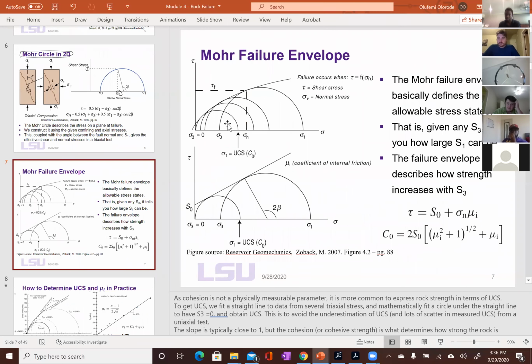It would give you at what point the rock will fail. At what point it will fracture. Yes, it will give you at what point the rock will fail at any confining pressure. That's the main advantage. Because you may be applying a certain stress in the lab that may not be equivalent to the stress state in the subsurface.